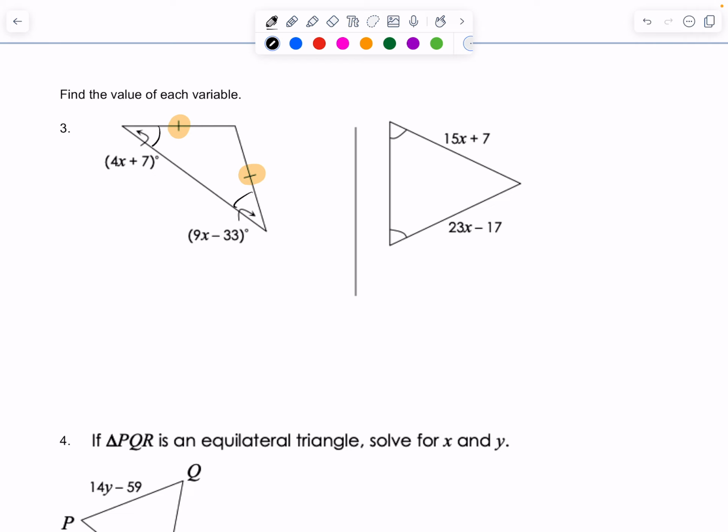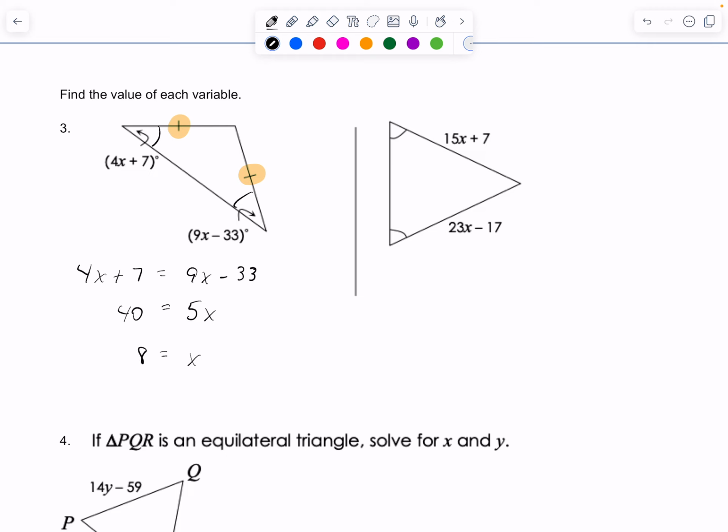But this time I don't actually have a value, I have expressions. So I'm going to set 4x plus 7 equal to 9x minus 33. When I do that, I'm going to move the 4x to the other side to subtract that to get 5x. Move the minus 33 over with addition to get plus 33, which gives me 40. So x is equal to 8.